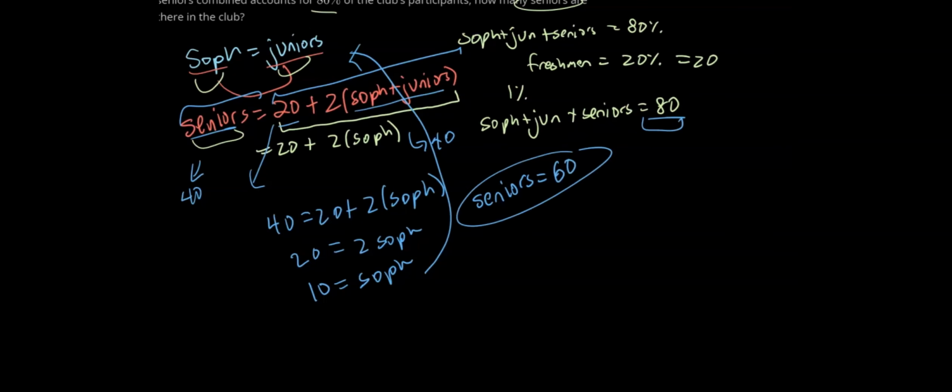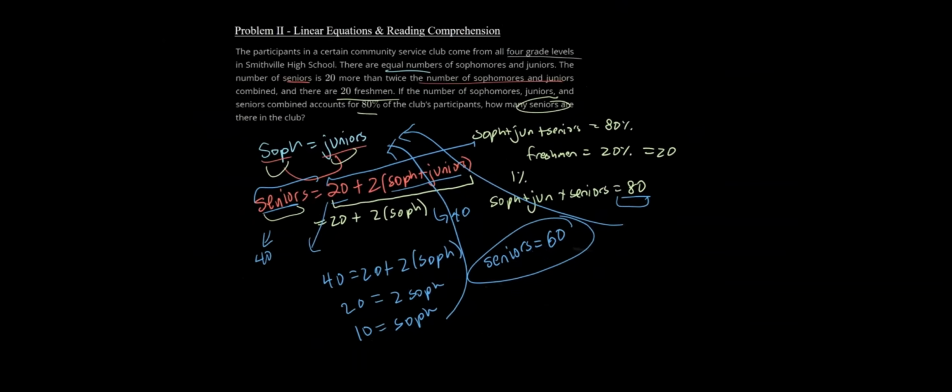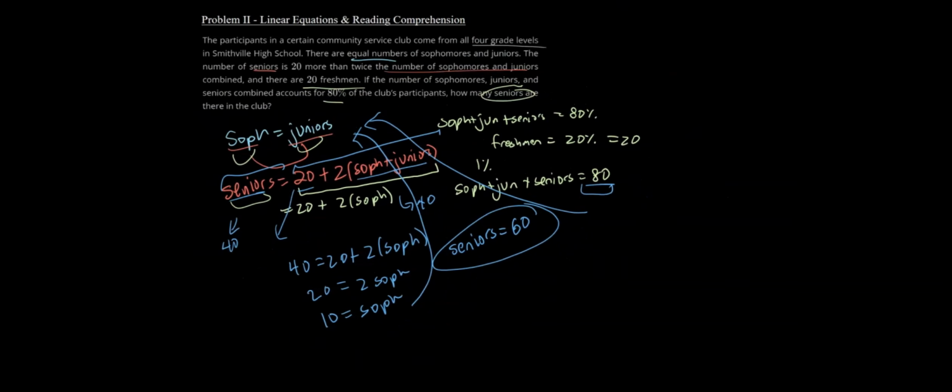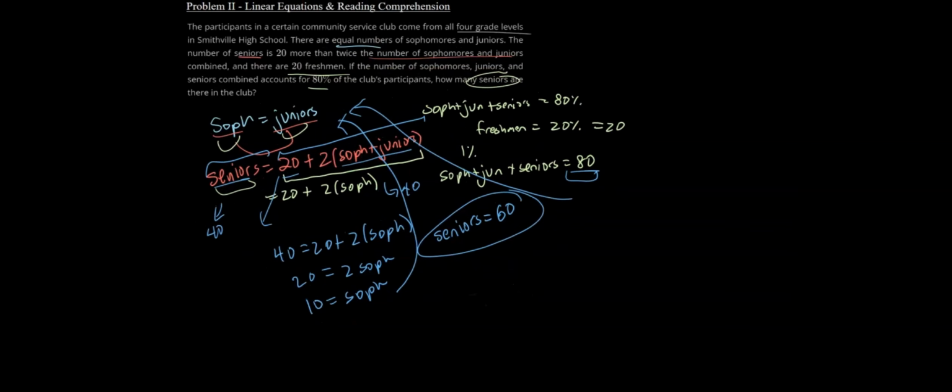We subtract these guys, those are 20, so we get that there should be 60 seniors. All right, now let's see if this checks out. You could always use Desmos, but we're going to try to solve these completely algebraically here. Okay, let's check this out.